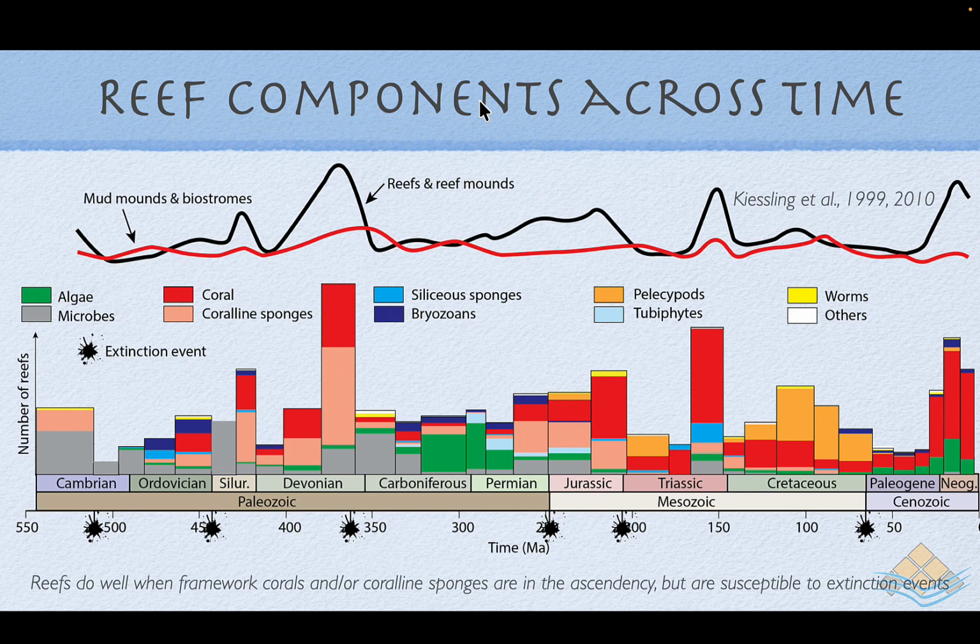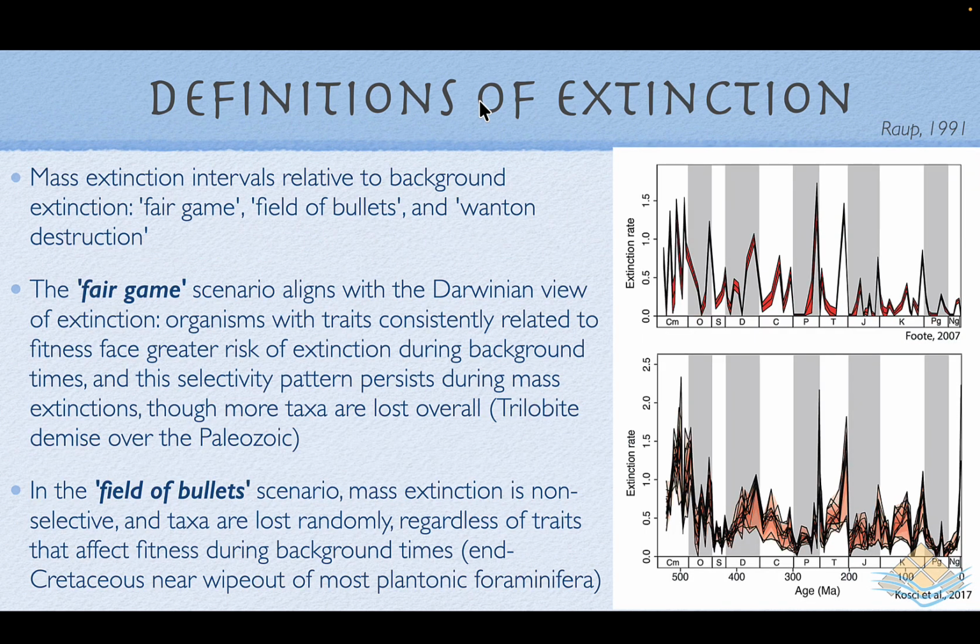So, as Kiessling showed in those papers back in 1999 and 2010, reefs do well when we have framework corals and/or coralline sponges in the ascendancy. But those cycles are susceptible to extinction events. So extinction is playing a role throughout the Phanerozoic in the major components that are contributing to our carbonate buildup. Just a short 101 paleontology here. We'll just look at definitions of extinction.